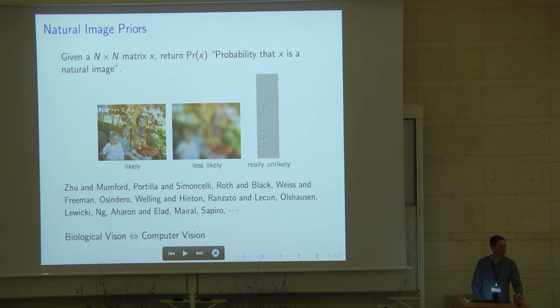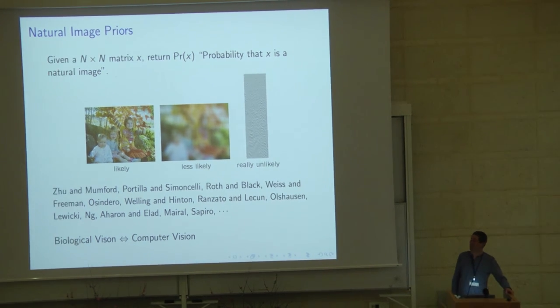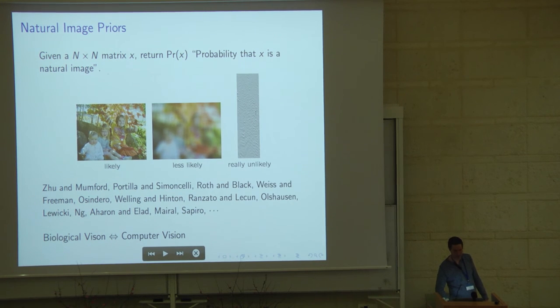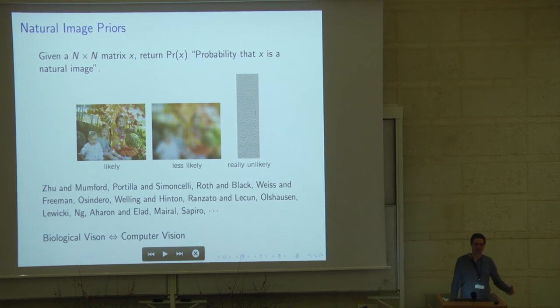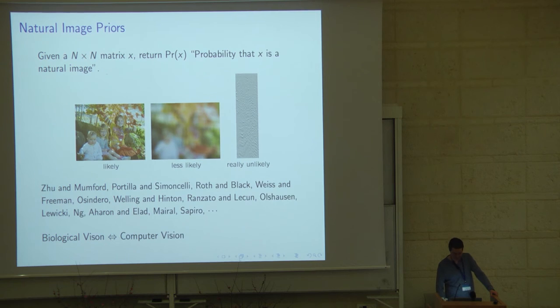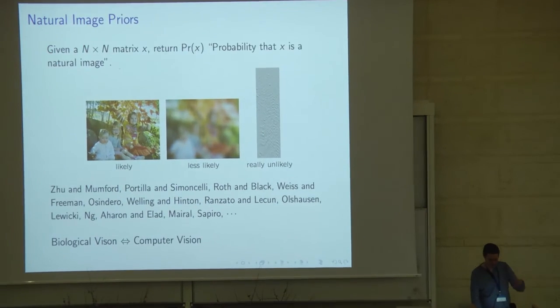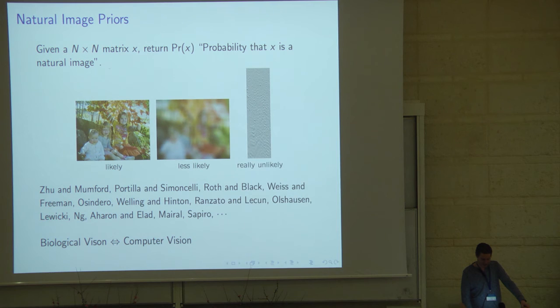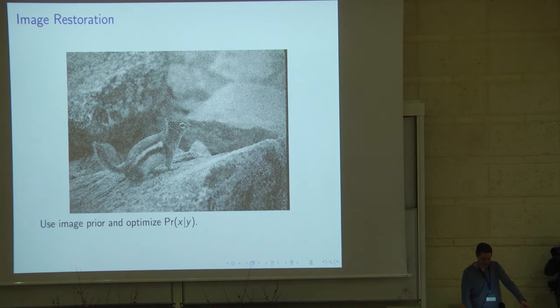Does anybody know what this is? It's a seismic image. So this is an image that's formed by doing small explosions on the ground and measuring how the explosion is reflected using geophones. Okay, so this is an interesting sort of fundamental research problem.